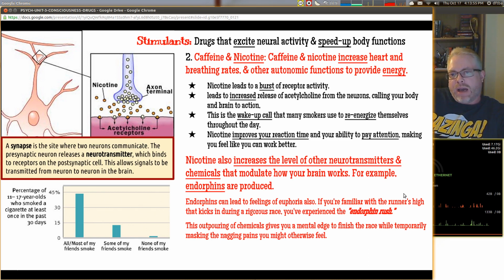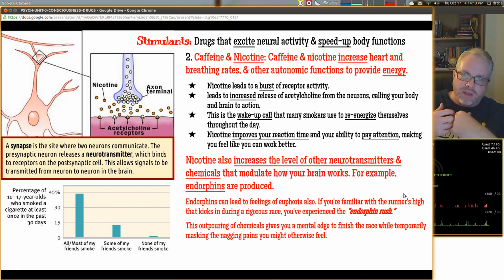So how do caffeine and nicotine work? They increase the heart and breathing rates and the autonomic functions to provide energy. Nicotine leads to bursts of receptor activity, and it leads to increased release of acetylcholine from the neurons, calling your body and brain into action. This is a wake-up call that many smokers feel when they re-energize and take a smoke break, as they do.